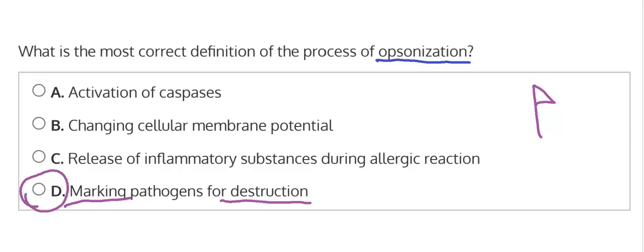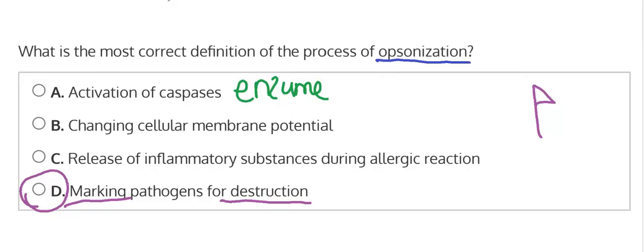So option A, the activation of caspases. Caspases are enzymes that destroy cells through a process called apoptosis, which is programmed cell death, which programs the cell to destroy itself because it shouldn't be there.